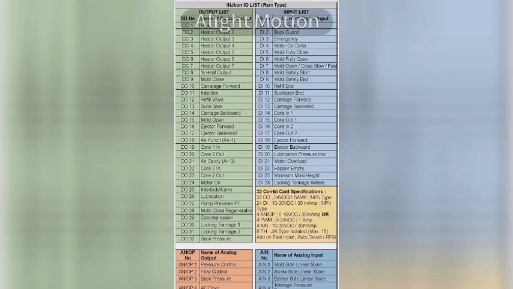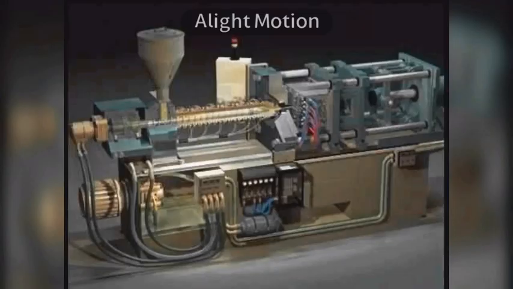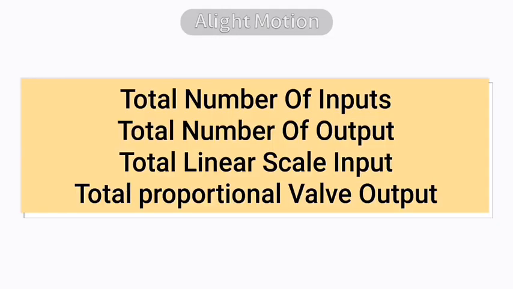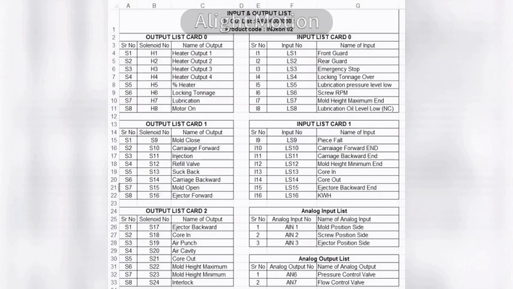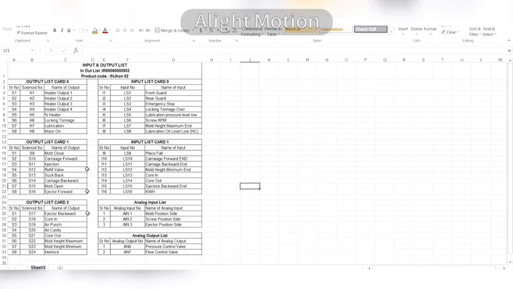First, you need to make a list of your wiring according to the configuration of your machine, like total number of inputs, total number of outputs, total number of linear scales, and total number of proportional valves. As an example, we have the input-output list according to the configuration of a machine, which you can see on the screen, through which we will create the programming sequence, in which you can see 24 outputs, 16 inputs, 3 analog inputs, and 2 analog outputs.